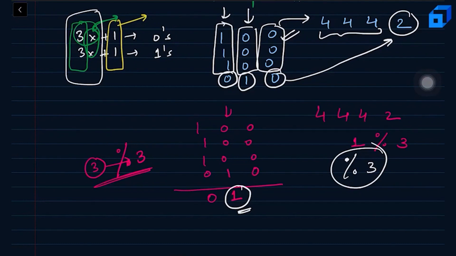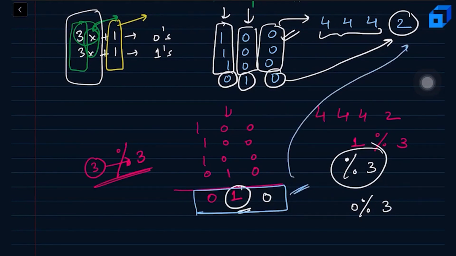And here also, when I take the sum, I get 0, and when I take the mod with 3, I get 0 again. Whatever number you get in the end is actually the number which is occurring once. Here, when I take the sum of all the bit positions and then take a mod by 3, the number which is formed in the end is 2, and I can simply say that this is the number which is occurring once.